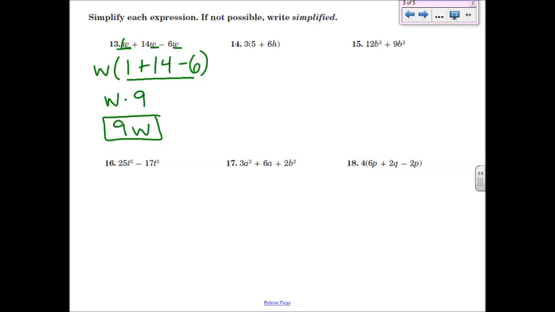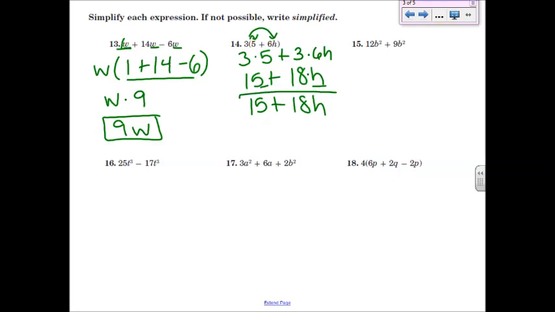In the next one, I'm going to do the distributive property through and see if there's any like terms that I need to combine. So I have 3 times 5 plus 3 times 6h. 3 times 5 is 15, plus 3 times 6 is 18. And since this doesn't have an h and this does, they are not like terms, so I don't combine them. And I'm left with just 15 plus 18h.